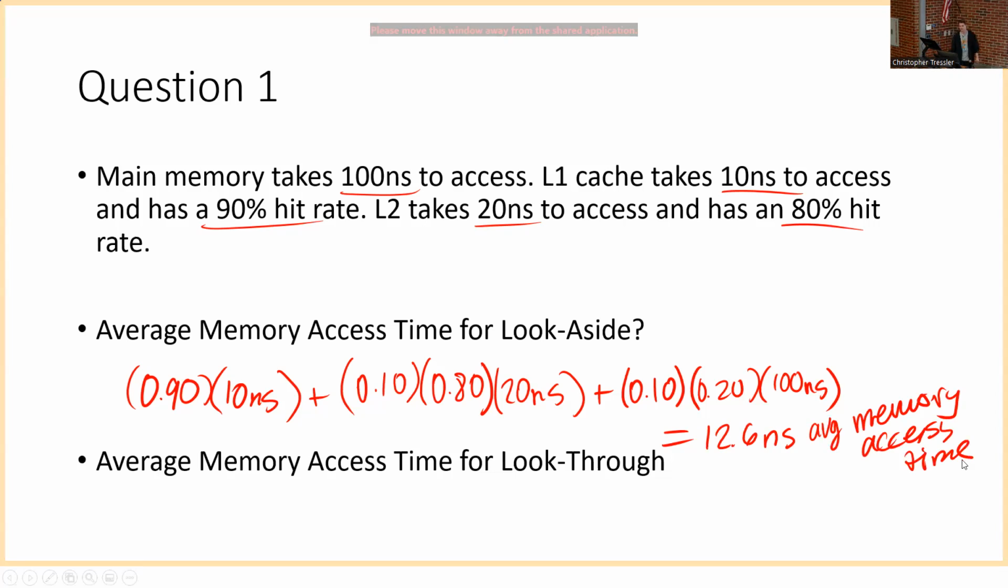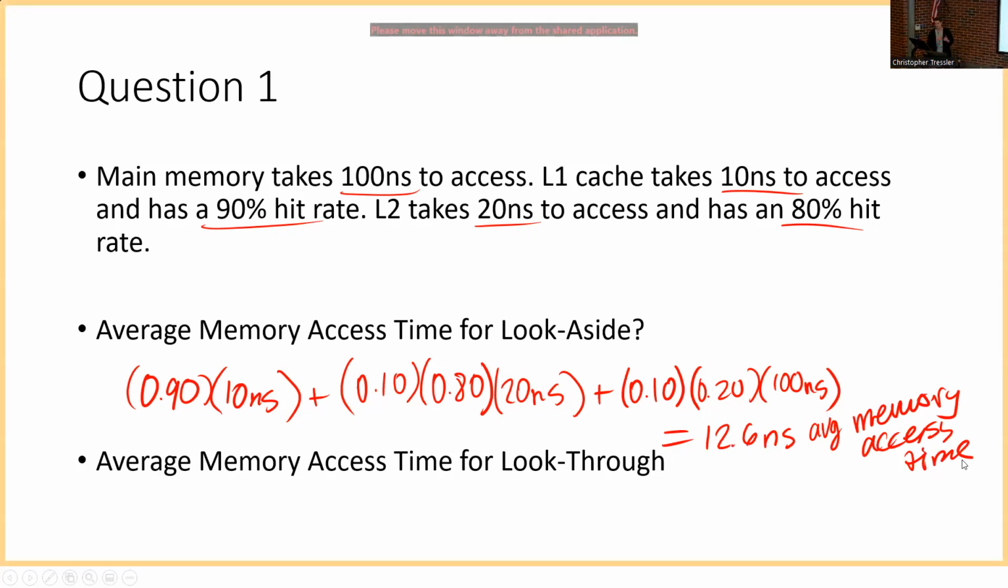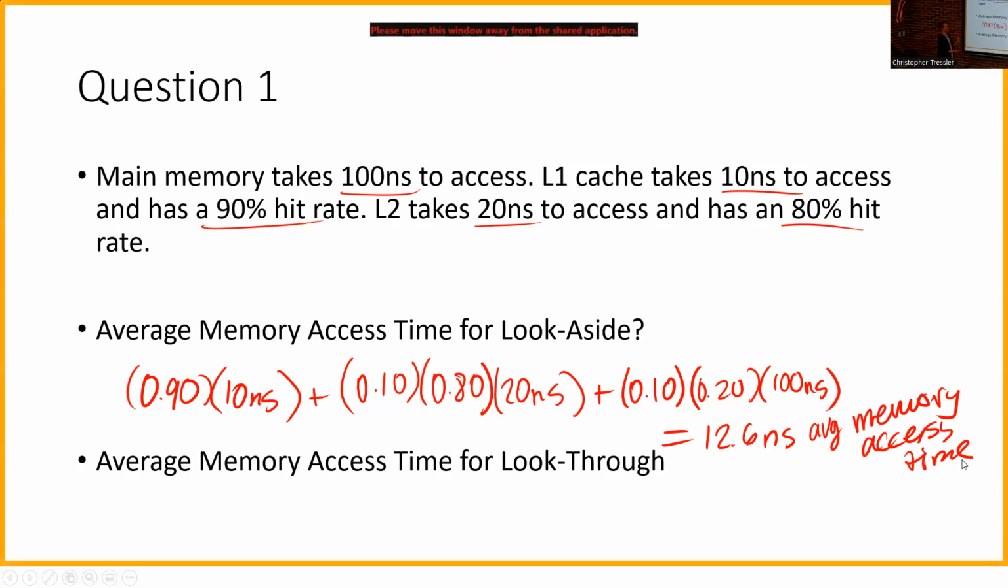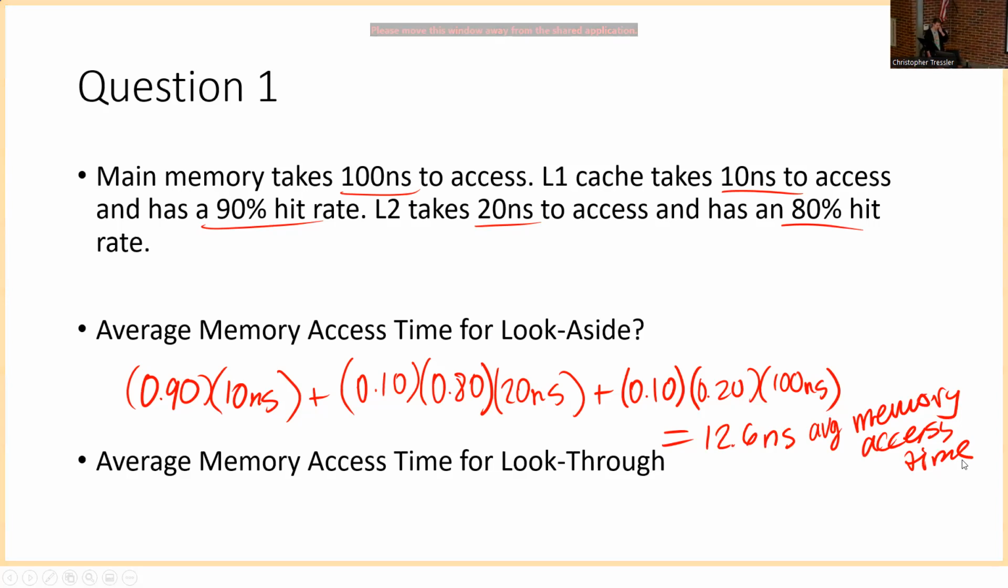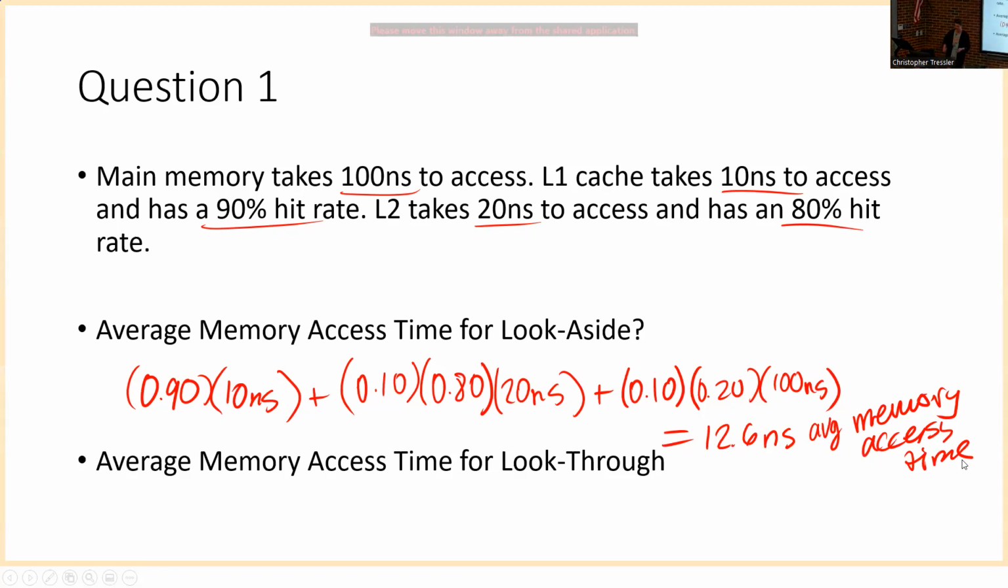Okay, so now we're going to see the average memory access time for look through. For this problem, we need to understand that instead of doing them all at the same time, we go sequentially, and just stop whenever you find it. The look aside takes more CPU power because you're doing more stuff at the same time. This one takes less CPU power because you're not doing anything at the same time, and it's going to take more time overall. But basically we're only going to look through one at a time. And if we don't find it, then we go to the next one, and if we don't find it, we go to the next one.